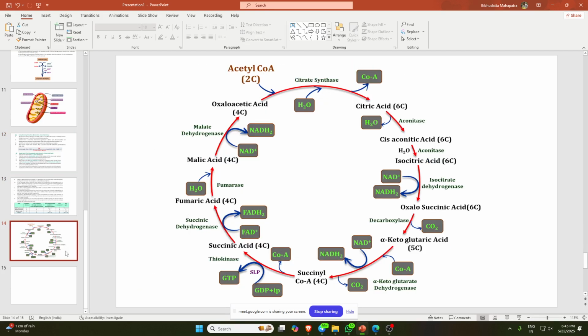Now what is it saying? There are two successive steps of decarboxylation. Now see over here, this is 6-carbon. This isocitric acid is going to the oxalosuccinic acid. That is the one where reduction and oxidation are happening. Here NAD is reduced. Now here see, there are two successive decarboxylations. One is here, one carbon dioxide, and another is here. So that is two successive decarboxylations. Okay, fine.